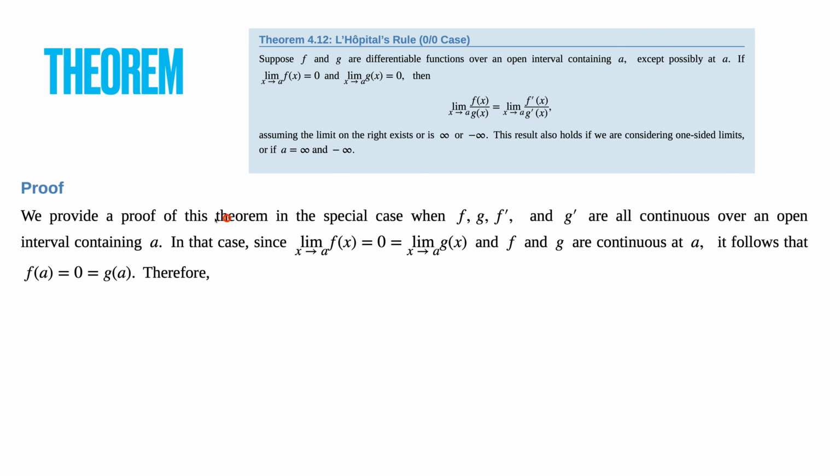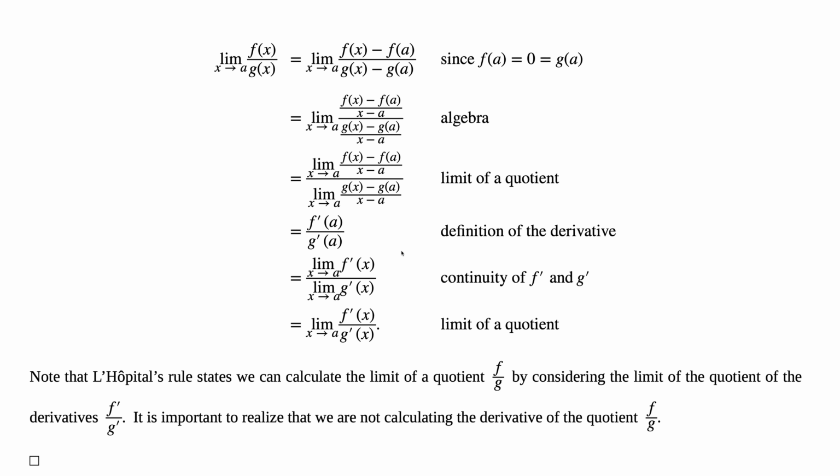Here's a proof. They set up the proof. They have a bunch of different conditions, namely that the functions f and g are nice and that they each limit to 0 at a. And then the meat of the proof is here in this computation. We want to start with the limit of the quotient and arrive at the limit of the quotient of derivatives. So let's see why that is true.